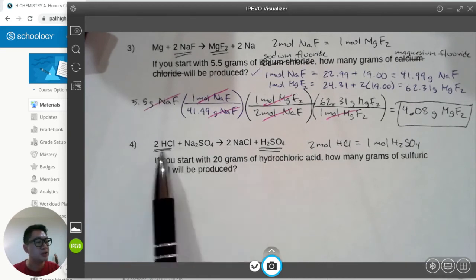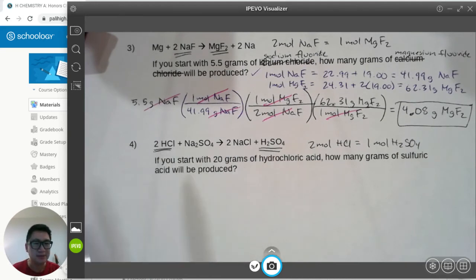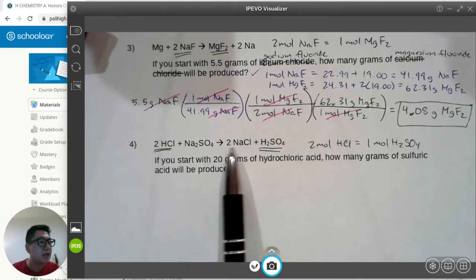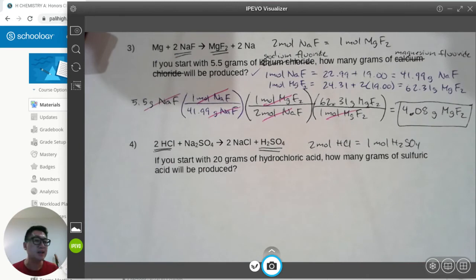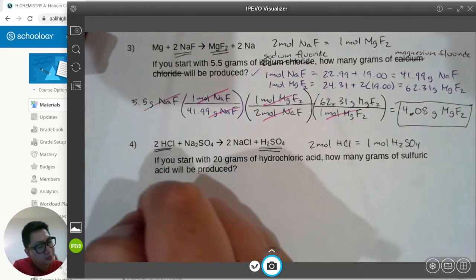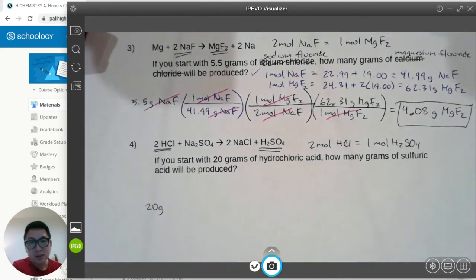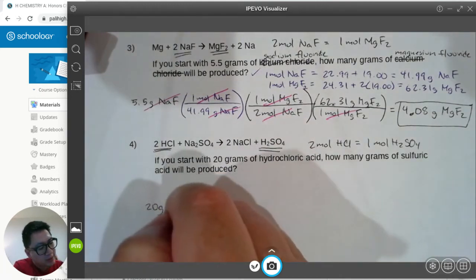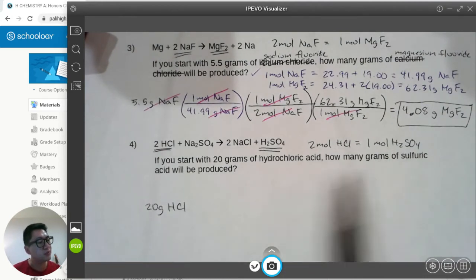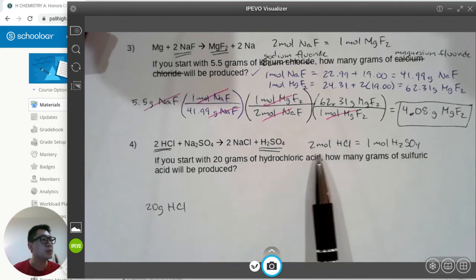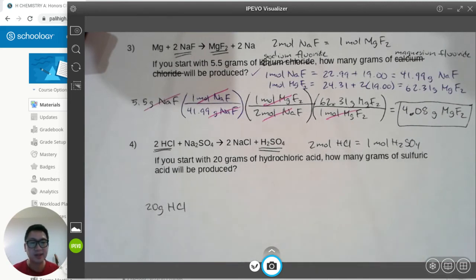I only care about these two because the question asks about that. It didn't ask how much sodium chloride is produced, or how much sodium sulfate I needed. The question just says starting with 20 grams of hydrochloric acid, HCl, how many grams of sulfuric acid, H2SO4, will be produced? I just know 2 moles of hydrochloric acid makes 1 mole of sulfuric acid. That's all I know from the balanced equation.